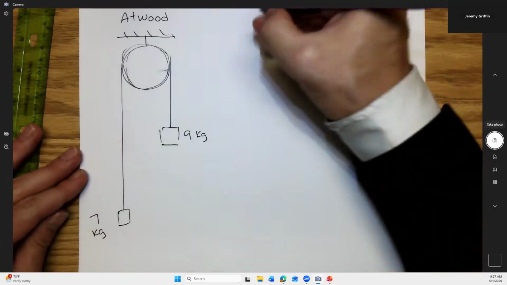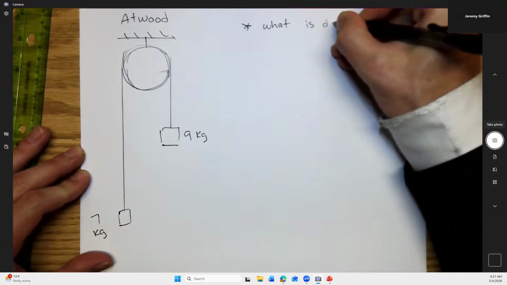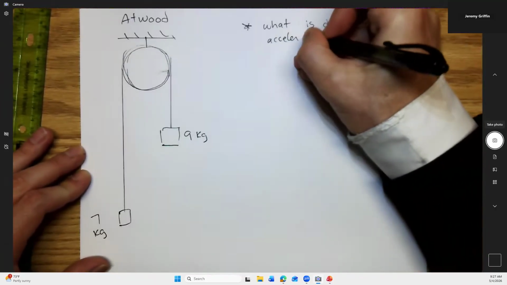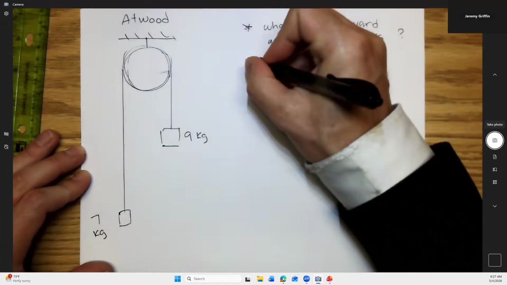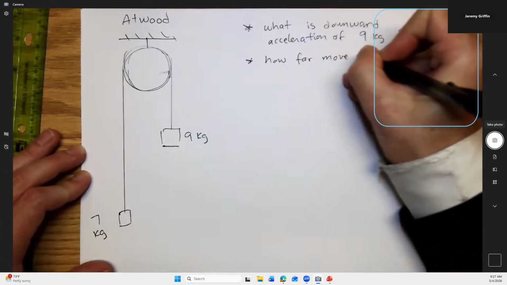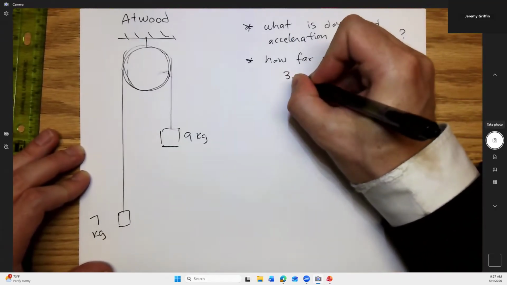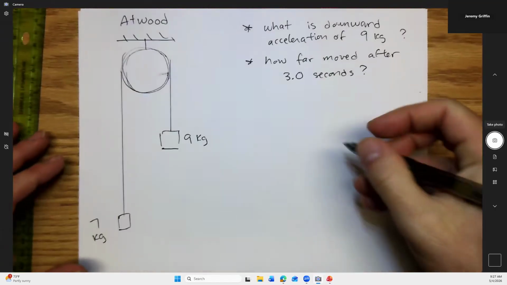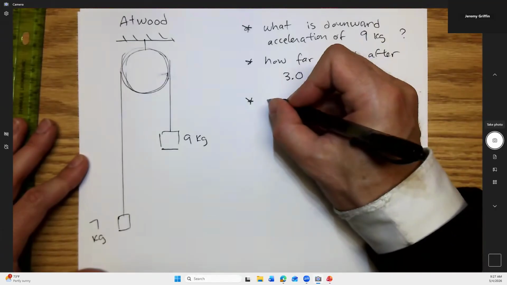Let's see, what is the downward acceleration of the 9 kilogram block? Let's say how far does it fall after 3.0 seconds? Alright, let's say it's a really big outlet, very long rope there. And what else? Let's say tension in the string.